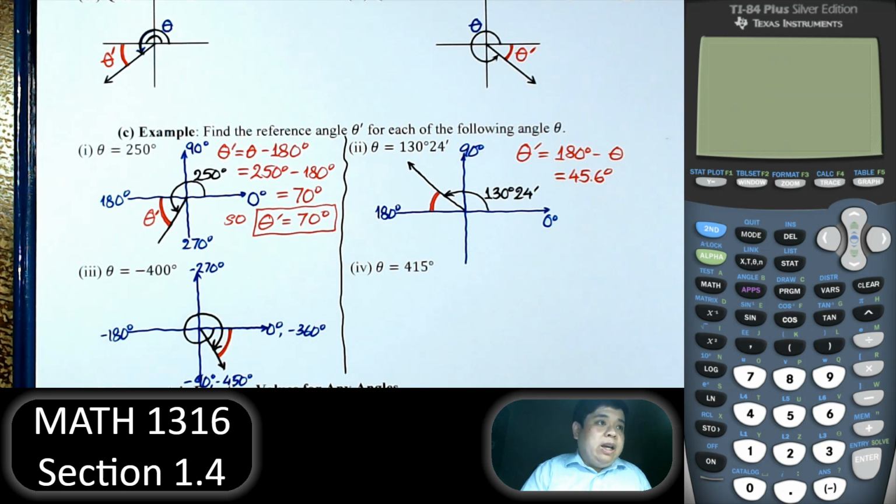Negative 400. If we add 360 to it, we have the coterminal angles. So instead of using negative 400, we can use negative 40. Why? Because those two are coterminal angles. They have the same terminal ray. So essentially we can use coterminal angles to find the reference angle. They will have the same reference angle. So if I don't want to use negative 400, use negative 40, still works just fine.